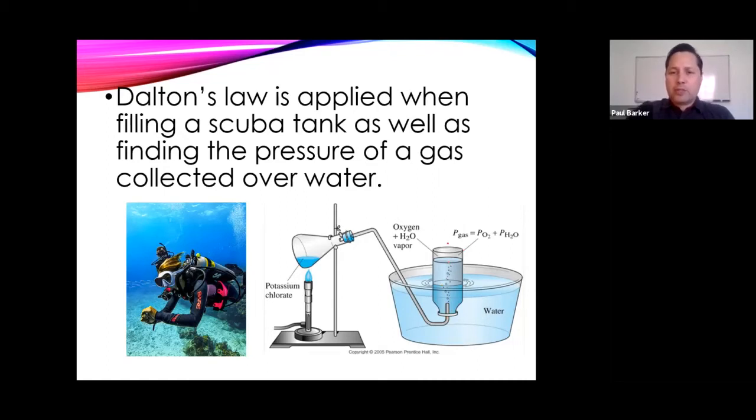Now the gas on the top of this bottle is going to contain both the pressure from the oxygen that was created during the decomposition of potassium chlorate, plus some water vapor it picks up along the way. So we can use Dalton's Law to figure out the actual pressure of the oxygen that was collected from the decomposition of potassium chlorate.